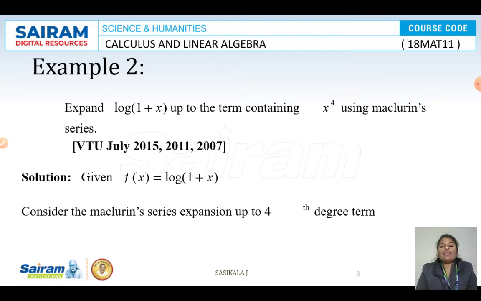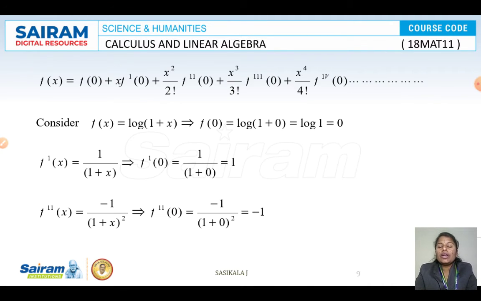Okay, so now the next example, number 2: expand log of 1 plus x up to the term containing x power 4 using the Maclaurin series. So f(x) is log of 1 plus x. You can consider the Maclaurin series expansion up to the 4 terms as in the previous one, and write the formula as per the Maclaurin series expansion. What is your f(x)? It's log of 1 plus x. So substitute x equal to 0. So log 1 will be 0.